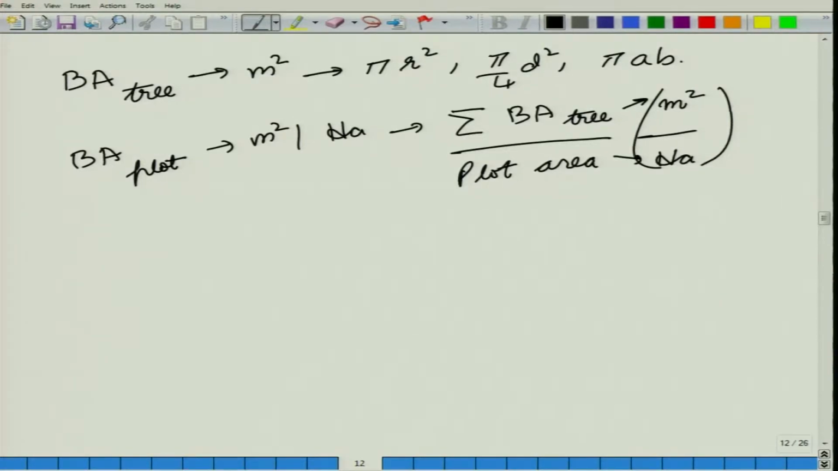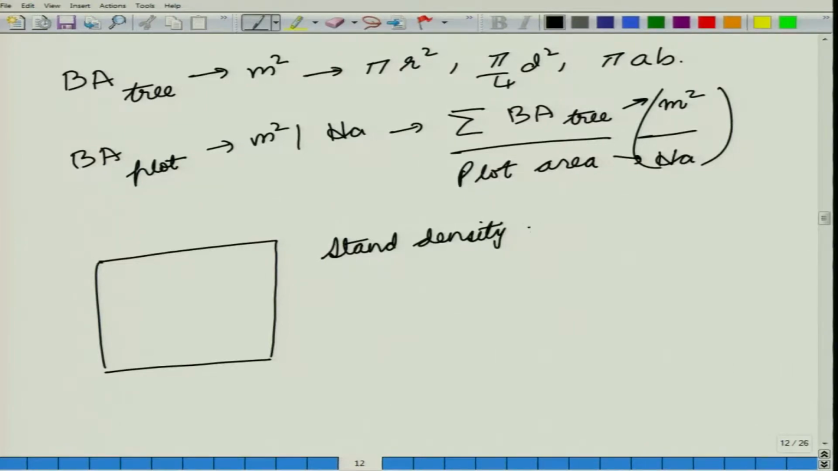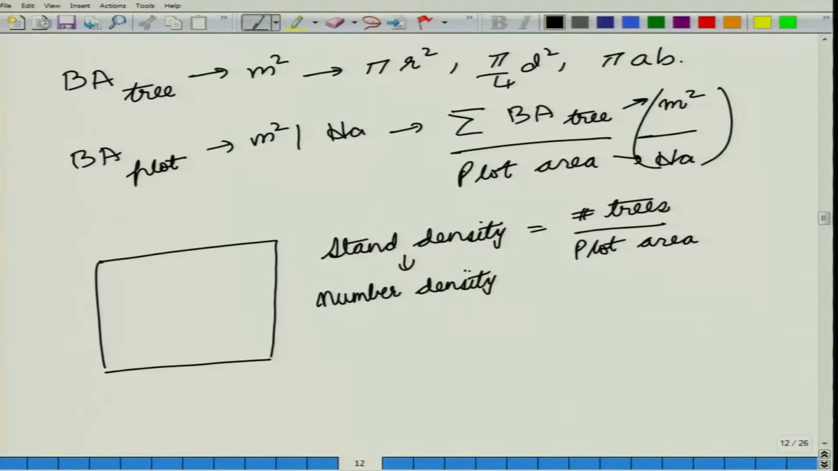Also, why do we need to calculate the basal areas? It is because we can calculate the stand density or the number density. Stand density is given by the number of trees divided by the plot area. This is also known as the number density. The number of trees does not have any unit, so let us call it 1, and the plot area will be given in hectares. So the stand density is given in number of trees per hectare.